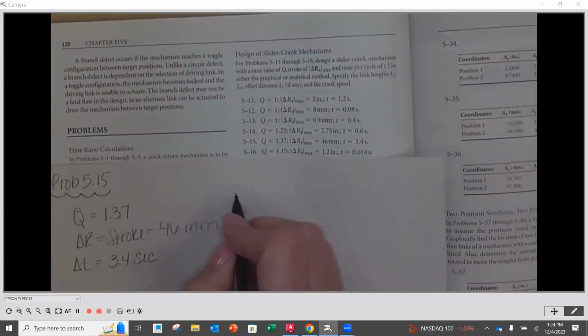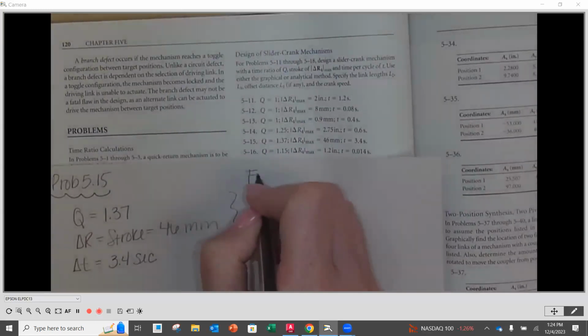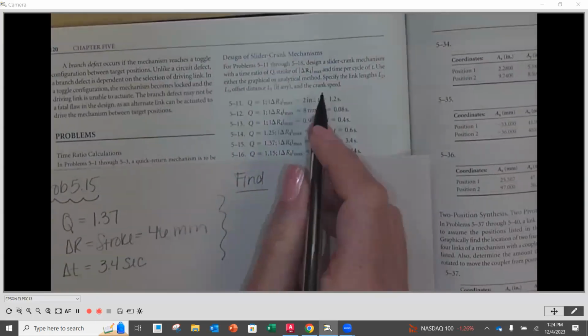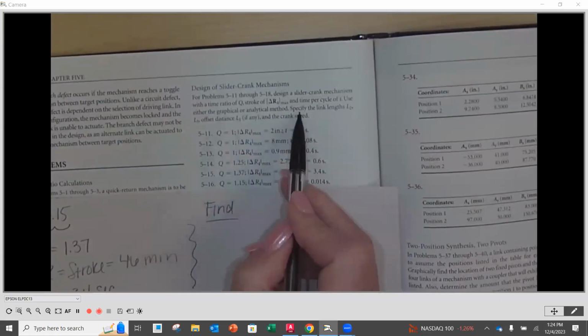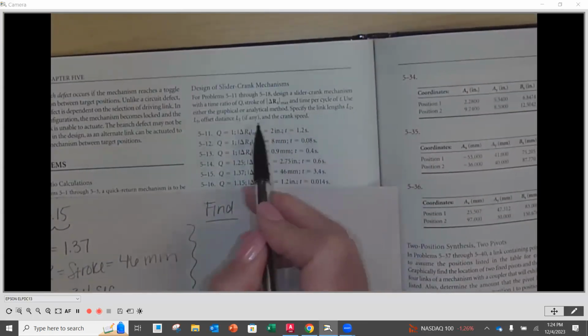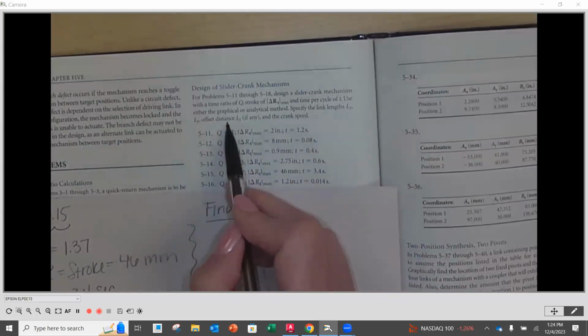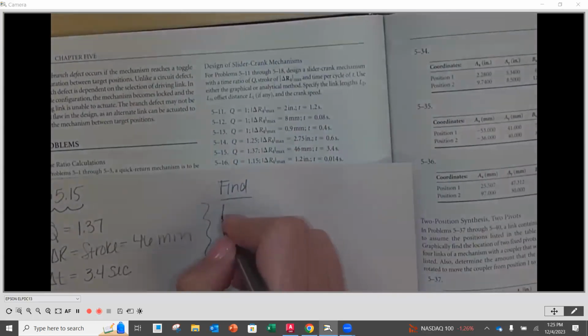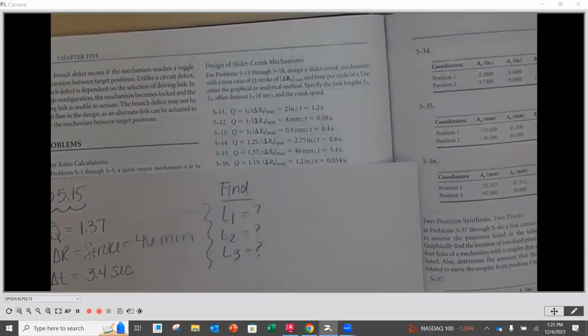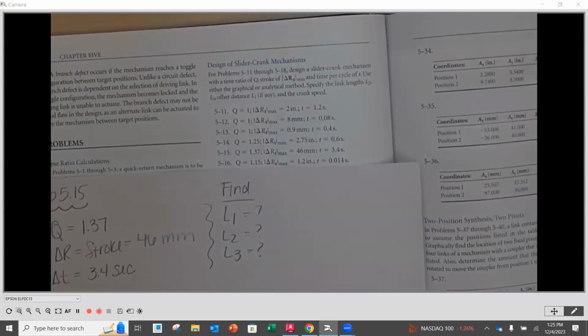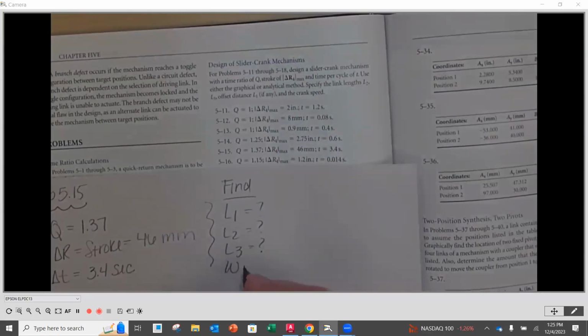Now what we need to find is the same things as above. As it says here, we want to graphically determine L2, L3, and then an offset distance if it's applicable. So L1, L2, and L3. We want to find all the lengths of our links. And then we also want to know what is the W of that crank.